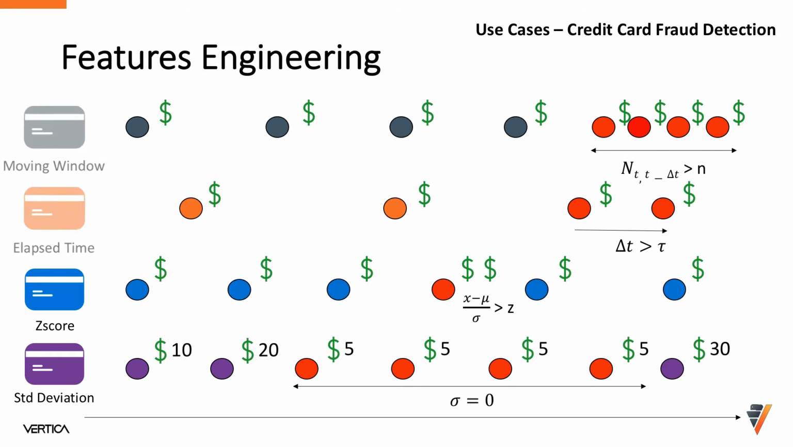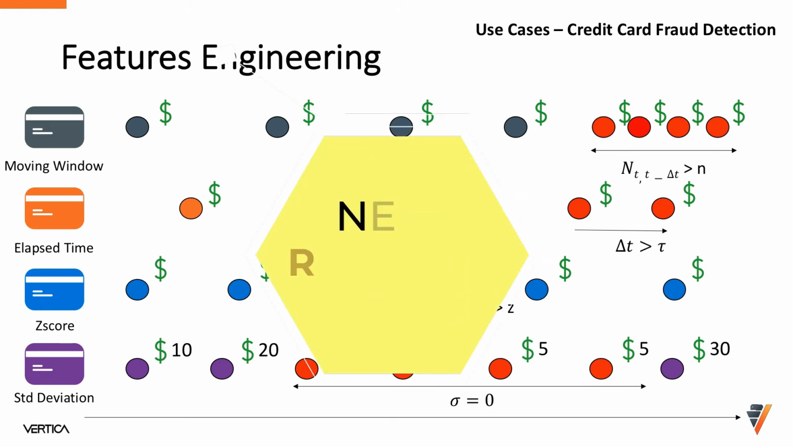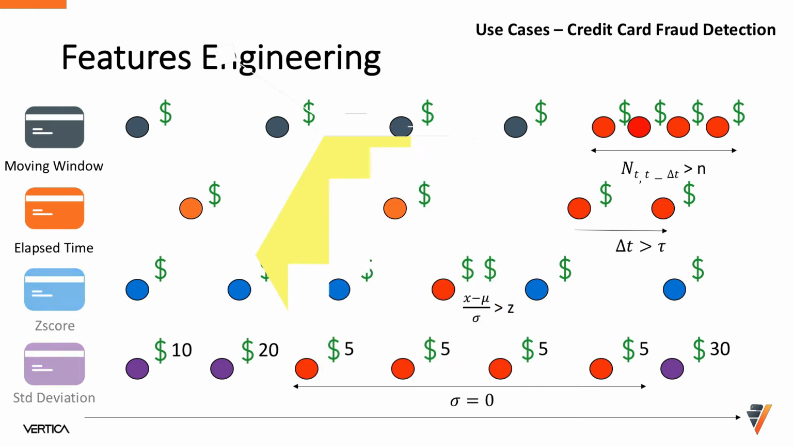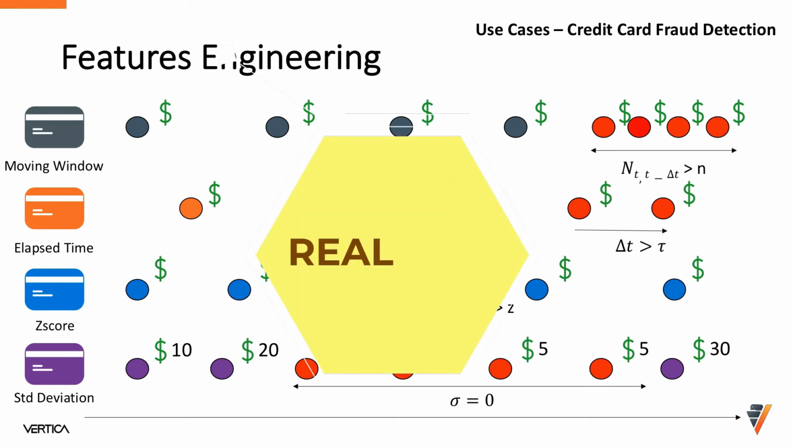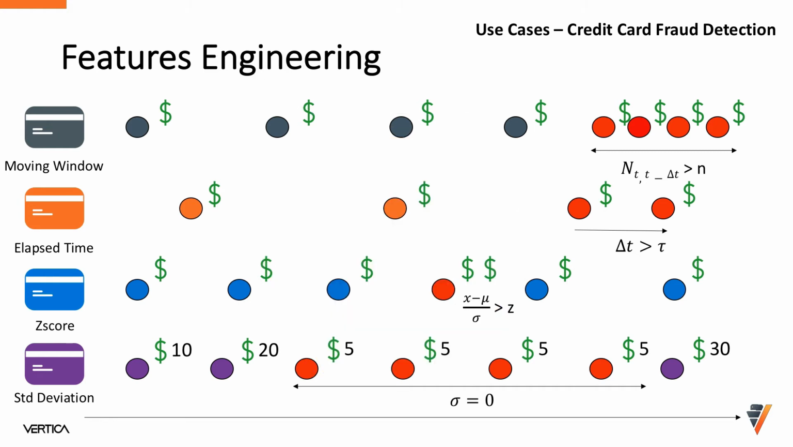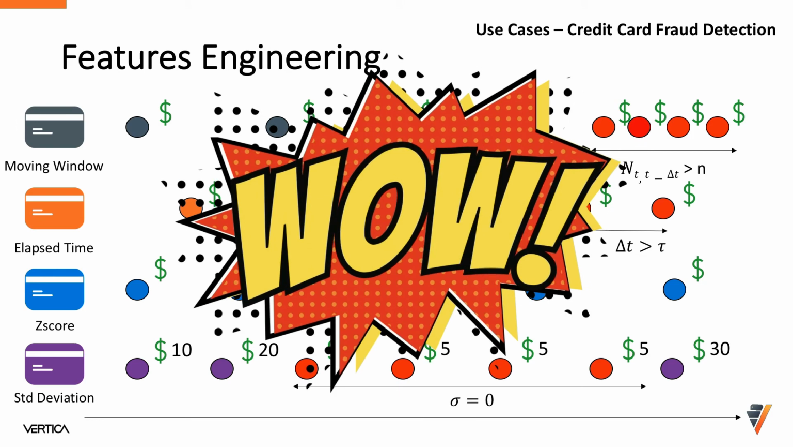Moving windows and the elapsed time since the last transaction can only be computed when having access to historical data. We can use them for near real-time use cases. The Z-score and standard deviation can be computed in advance and cached in the system. They can be used for a real-time use case. However, it is preferable to do near real-time analytics for fraud detection, as historical data are essential to build interesting features. Wow, we learned a lot.